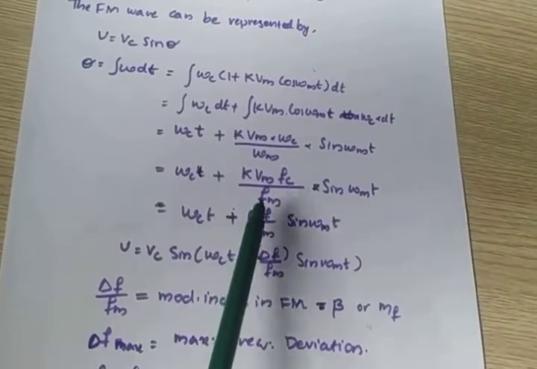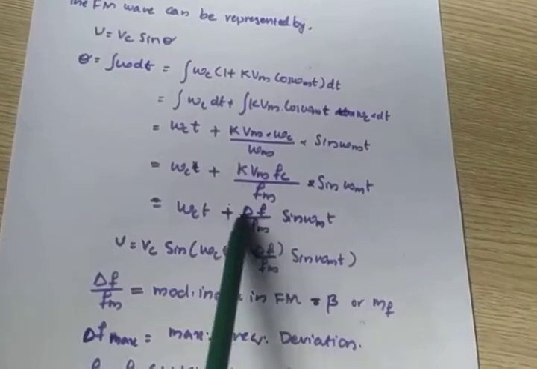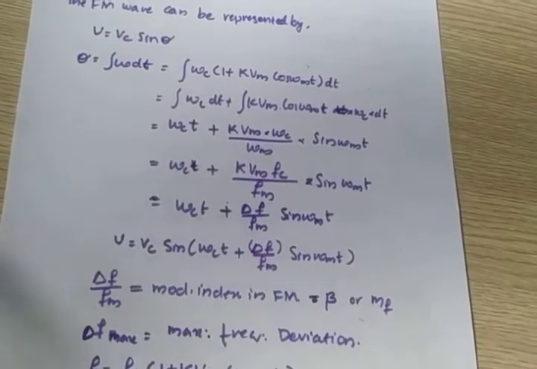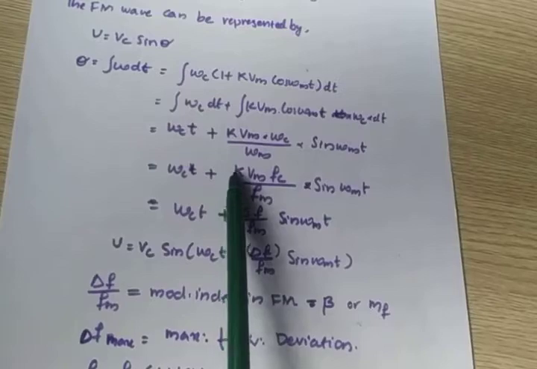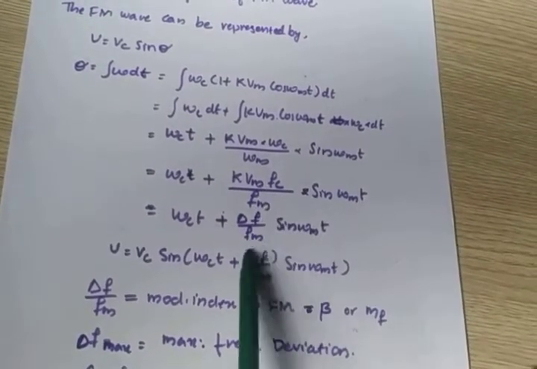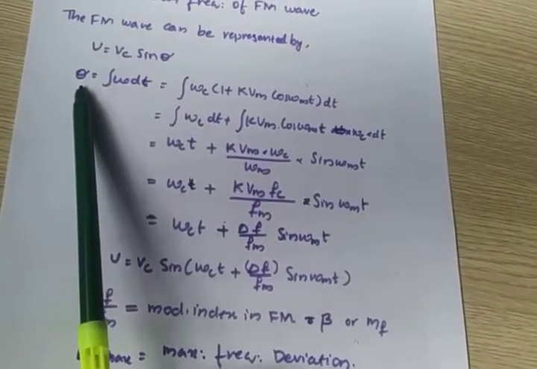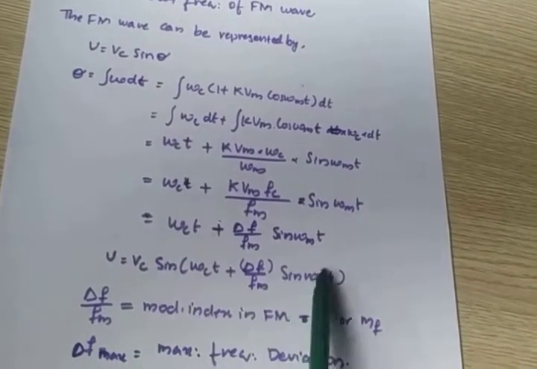So omega ct plus this kvm fc is called delta f. This delta f is called the frequency deviation, and this can be replaced by delta f by fm sin omega m into t. So this is the value for theta. You got the value of theta like this.